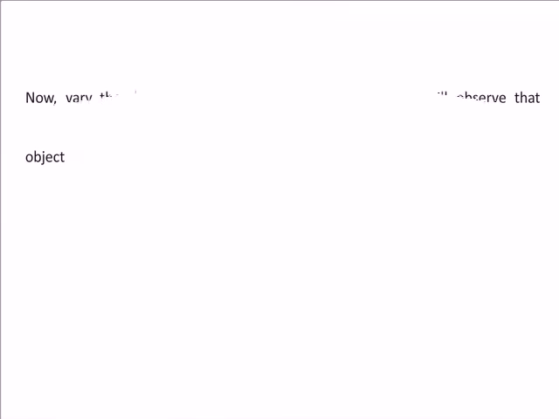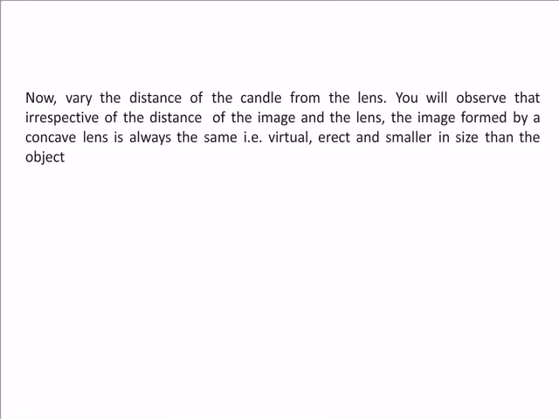Now vary the distance of the candle from the lens. You will observe that irrespective of the distance of the object from the lens, the image formed by a concave lens is always the same, that is, virtual, erect and smaller in size than the object.